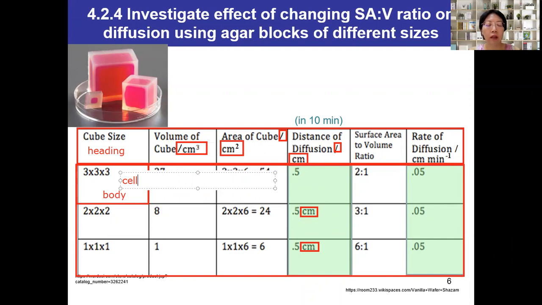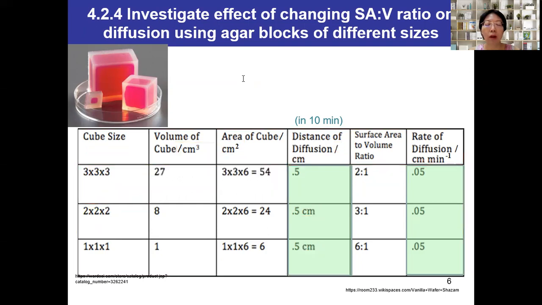So all the cells, all the borders of all the cells must be drawn with ruler and pencil, like this table here. You must use ruler and pencil to outline and separate all the cells with lines. Okay, so what you can see here is, again, you've got 3 cube sizes. This is the volume calculated in cm cube, and this area calculated. And this is the distance of diffusion after 10 minutes. You can see all of them are the same, right? Because I've shown you already, all of them are the same. So in this case here, 0.5 cm.